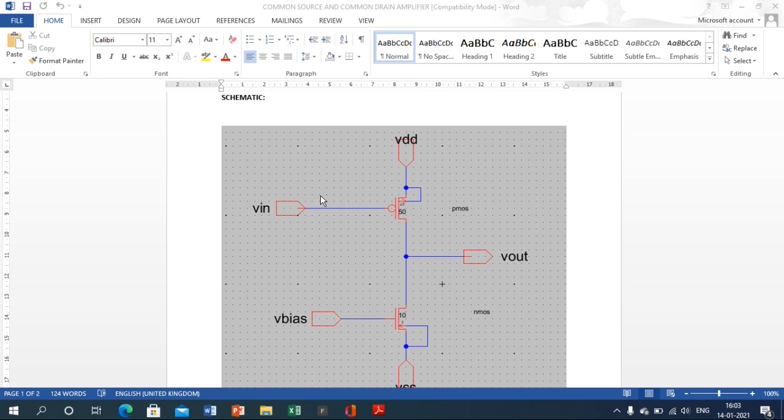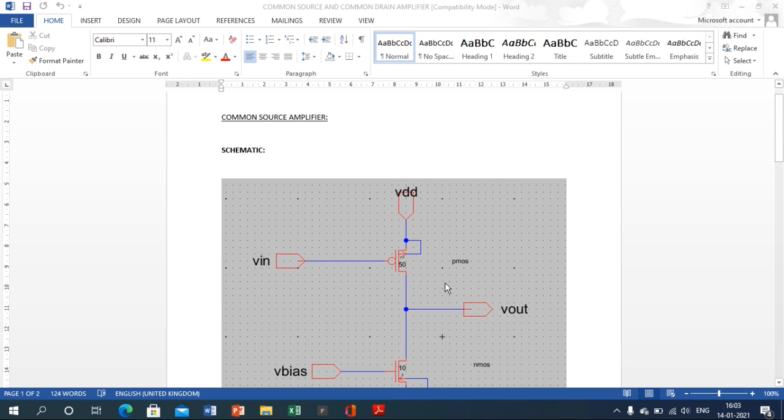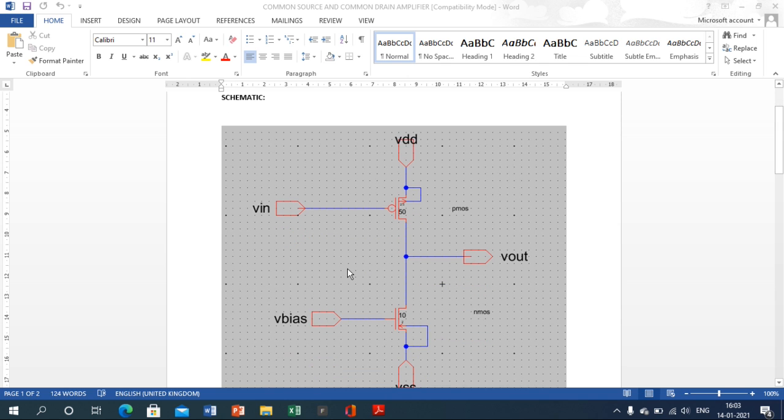Because of this, we will get the amplification of the input, which is at 5 millivolts. We will get an output of around 2 to 2.5 volts. So we keep biasing the NMOS transistor with respect to the input voltage. This is for the common source amplifier. The main intention here is to amplify the input signal with common source. Source is common between the input and output.